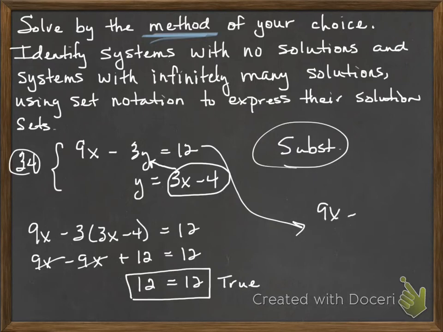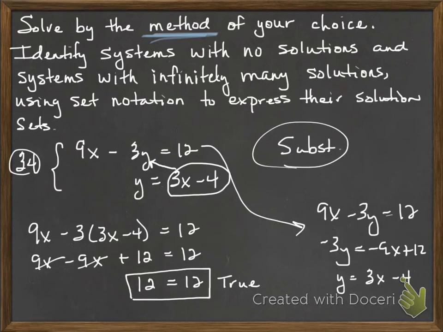If you took this first equation and solved it for y, you would get negative 3y equals negative x plus 12. Then you would divide everything by negative 3, and you would get y is equal to positive 3x minus 4. So what we really have is two equations that look different, but once you get them in the same form, you realize that they're the same exact equations.